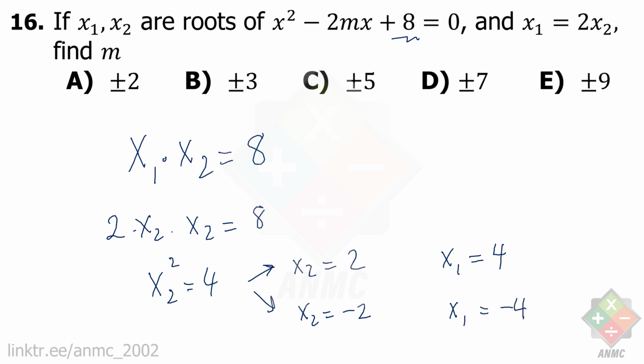What is m? M is related to the sum of the roots. x1 plus x2 is equal to 2m in this question, and m is x1 plus x2 over 2. 6 over 2 or minus 6 over 2. M can be 3 or minus 3. Sum of the roots is 6 or minus 6, or m is 3 or minus 3. The answer is B.